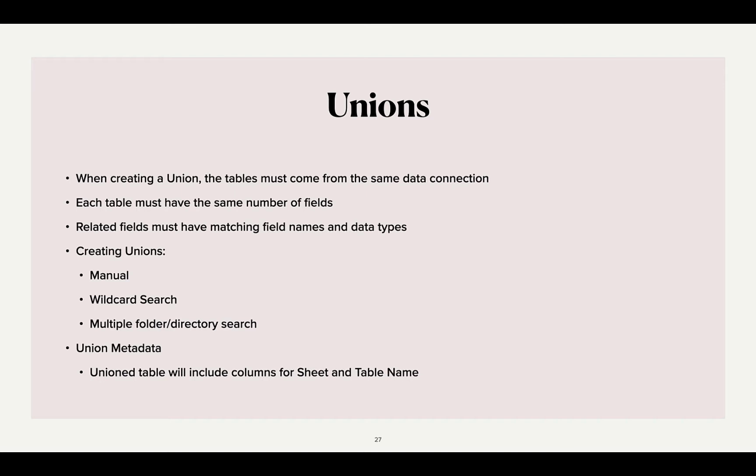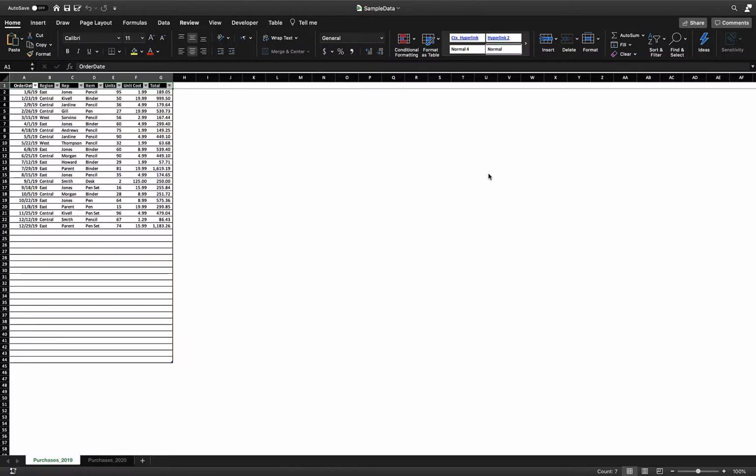There are different ways to create unions in Tableau. You could create the unions manually. You could use a wildcard search, and you could have Tableau search multiple folders or directories using some kind of wildcard search. After the union is completed, Tableau adds union metadata to the new data source for visualization.